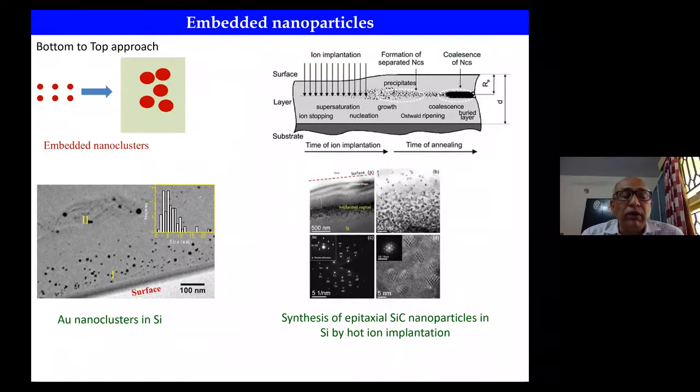Then here it's shown gold nano clusters in silicon. So one can go for these embedded nano clusters and study their features. Here, for example, it is shown silicon carbide nanoparticles in silicon by hot ion implantation. So various possibilities exist. I request all the users, the participants, to make note of this and then apply to us for using this 200 kV accelerator at Kalpakkam.